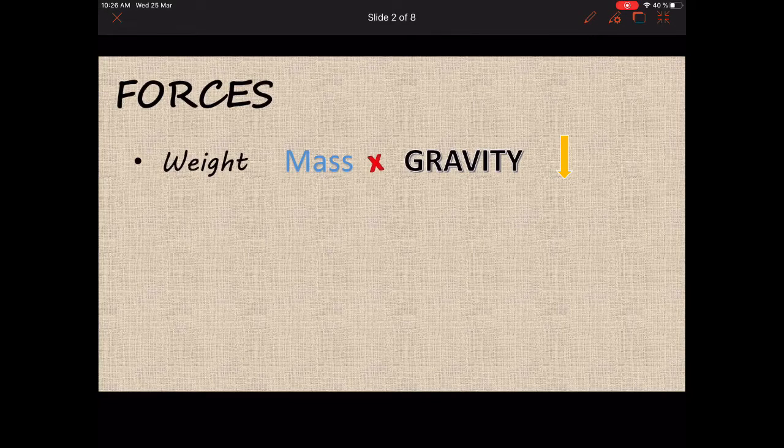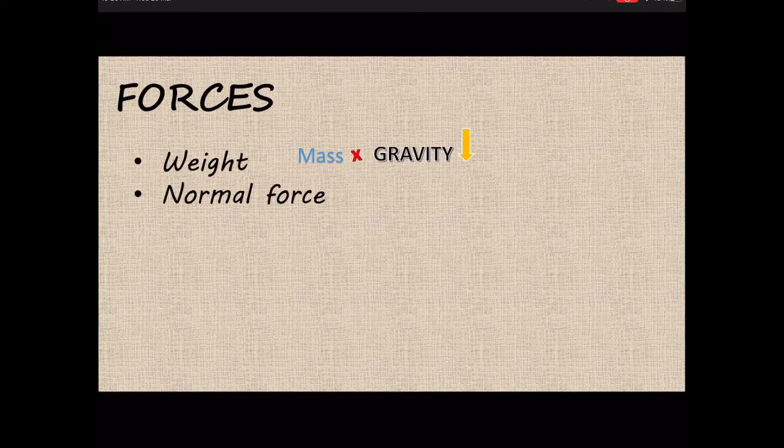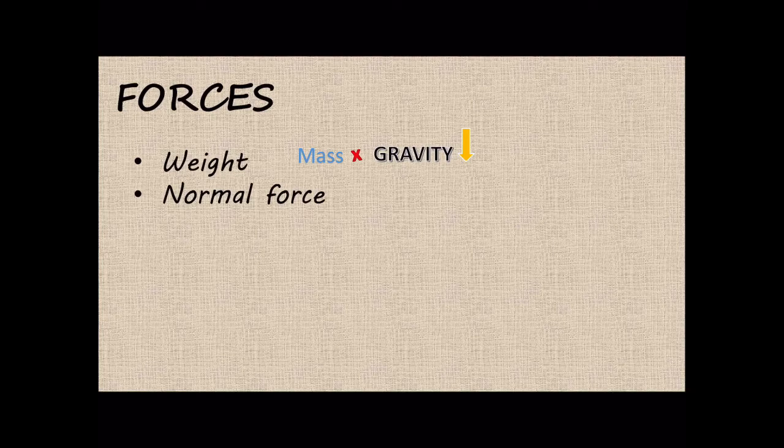Another force that we have learned about is the normal force. The normal force is like a supporting force that is exerted by a surface on a body. For example, when you put a book on the table, the table is exerting a normal force upward on the book. So that's why the book doesn't go through the table.